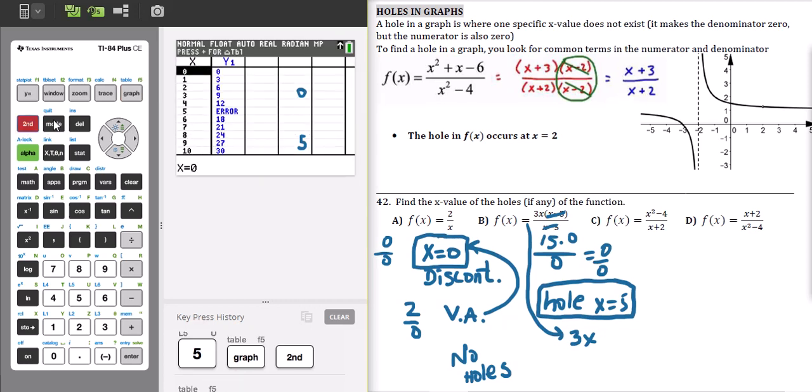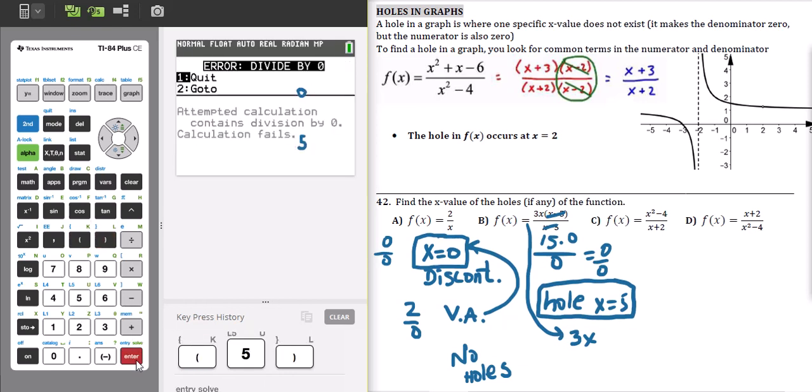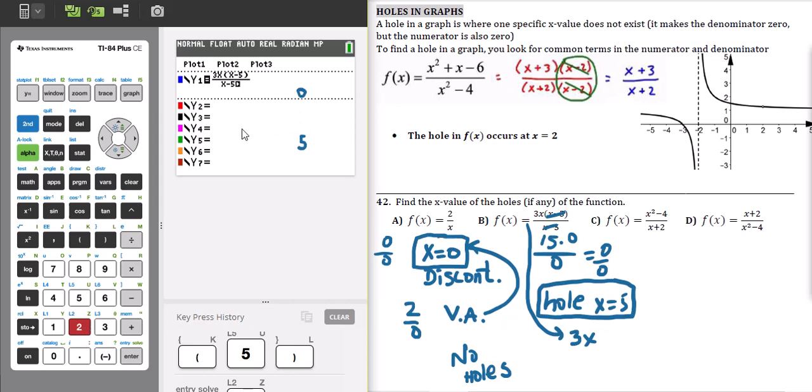Or if you try right on the home screen, if you try the alpha trace y1 of 5, it'll always give you an error message. Say right here, you cannot divide by 0. And we could hit go to. And the only way to fix this is to type in the function 3x instead. So that's why if you just type in 3x and then you plug in 5, you'll be able to tell where the hole is actually at. It's at 5 comma 3 times 5, or 15.